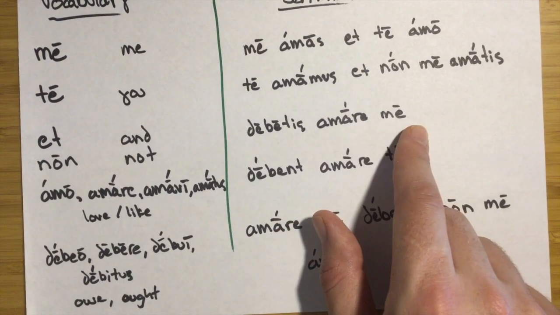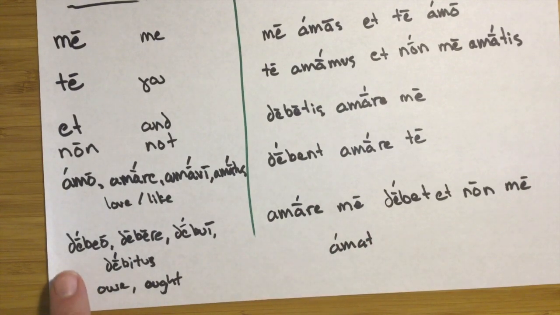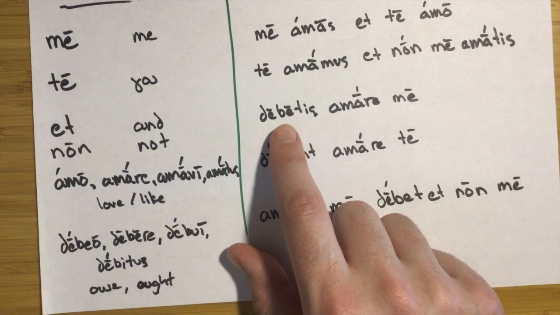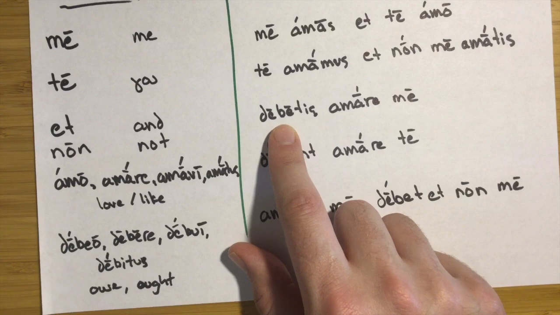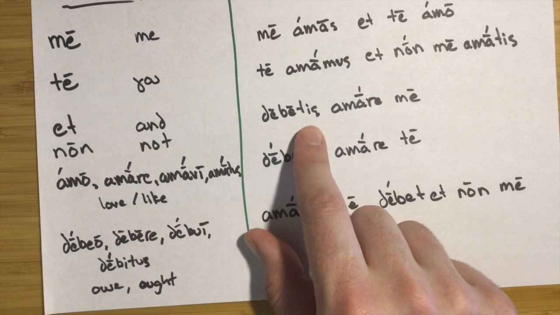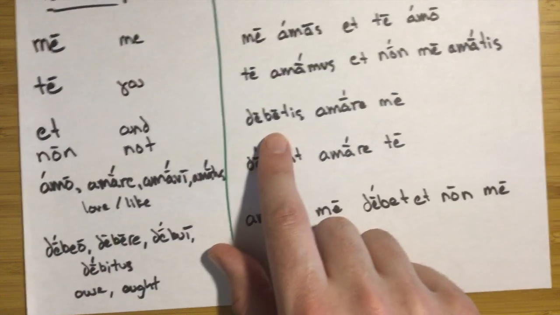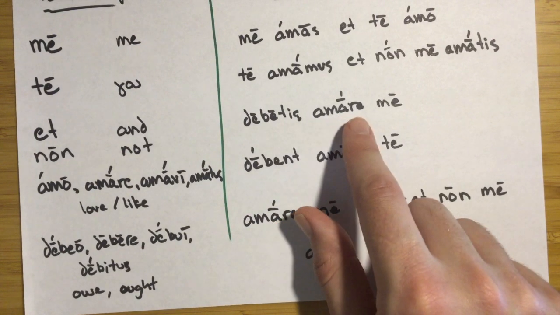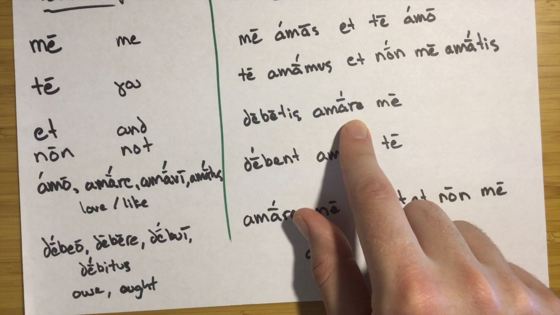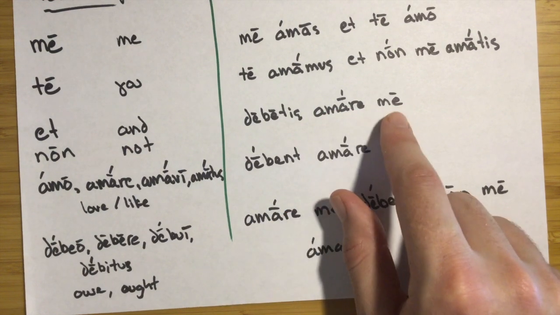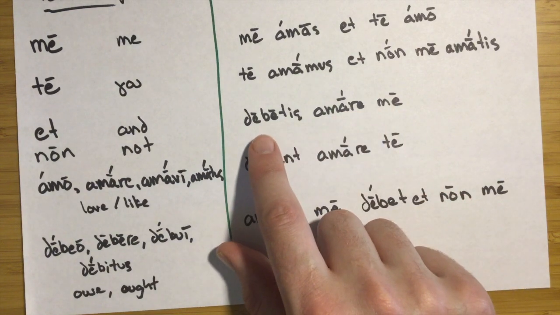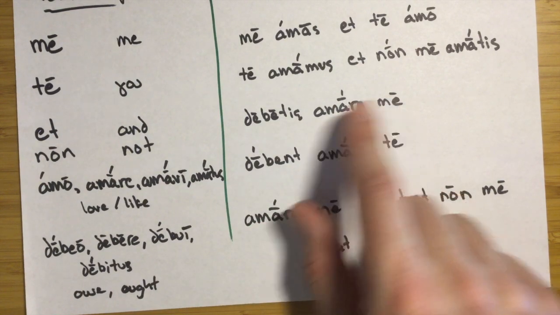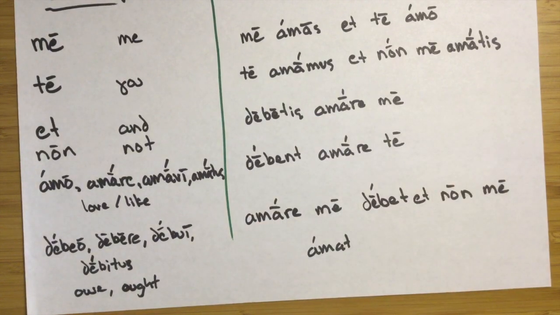Debetis amare me. This is from this verb over here. Debeo, debere, debui, debitus. We haven't had this so far, but it means to owe or to ought. And this is the second person plural. So it's you owe or you ought. So you should, we could say. Amare, if you remember back to our principal parts, this is the infinitive form. So to love, me. Debetis amare me. You ought to love me.